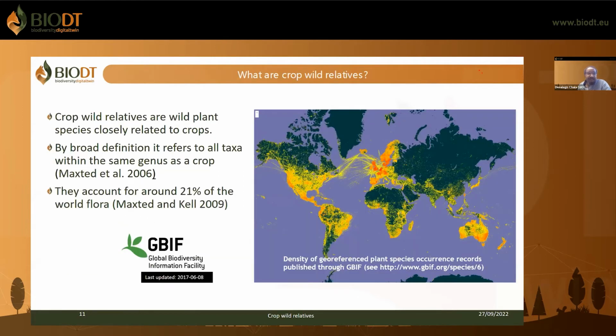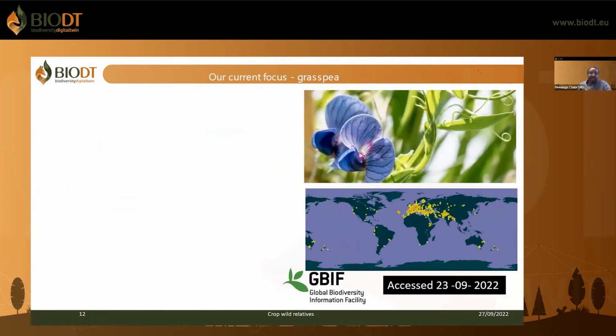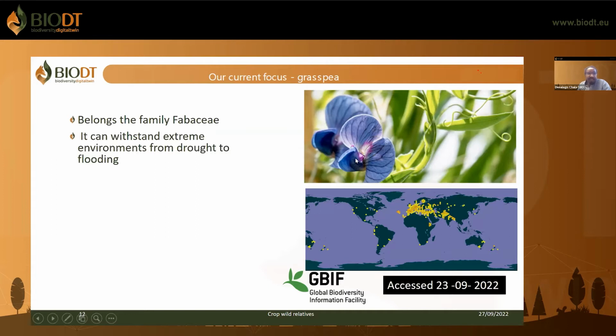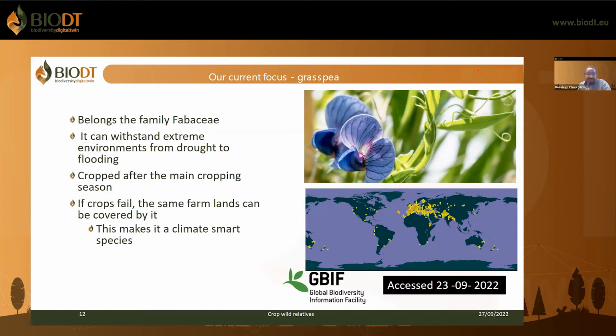And crop wild relatives are wild plant species which are closely related to our crops. By broad definition, it refers to all taxa within the same genus as a crop. And they are highly diverse. They account for about 20% of the world flora. And currently, we are focusing on grass pea, among others. And grass pea belongs to the family Fabaceae. As you can see, its flower. And it can withstand extreme environments from drought to flooding. And it's usually cropped after the main cropping season.